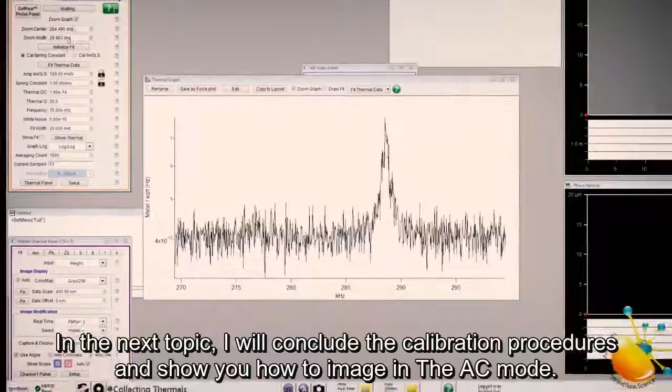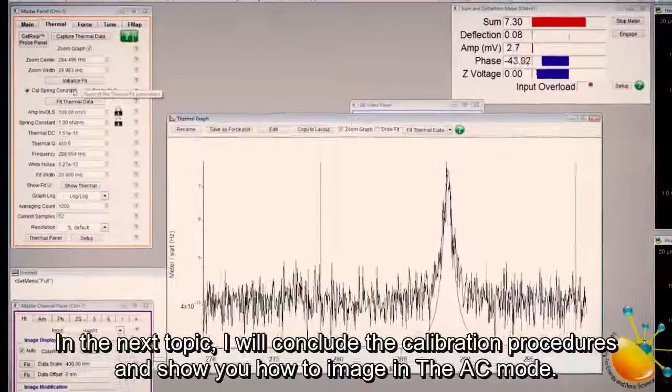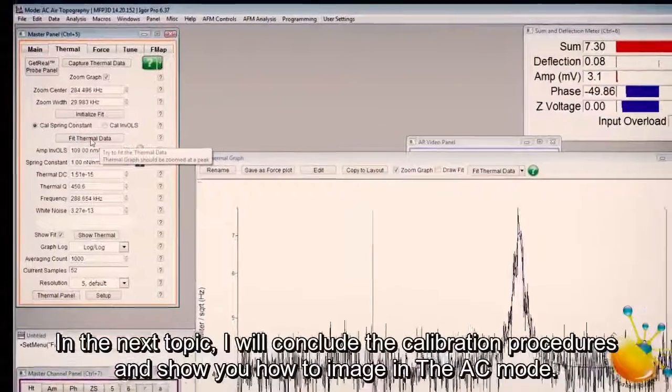In the next topic, I will conclude the calibration procedures and show you how to image in the AC mode.